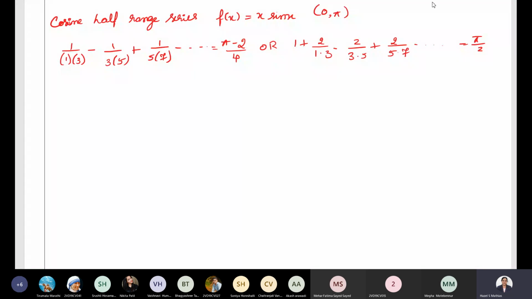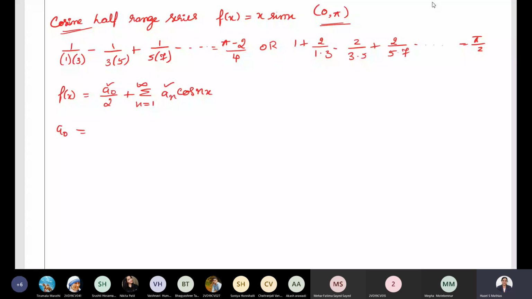Either these both are the same; you can deduce either one of them. First, they have asked for the cosine half-range series. The cosine half-range series of the function in the interval 0, pi is given by f of x equal to a naught by 2 plus summation n equal to 1 to infinity an cos nx, because it is a half-range cosine series and contains only cosine terms. So we need to find the Fourier coefficients a0 and an.